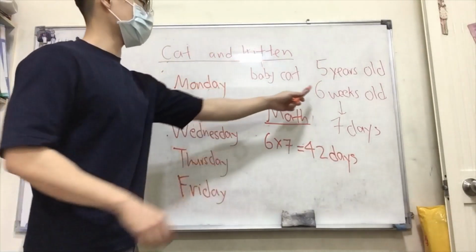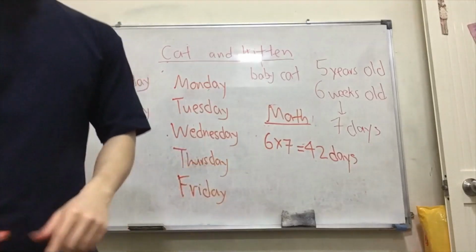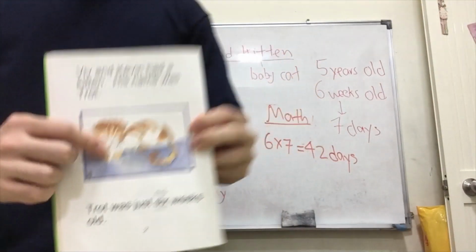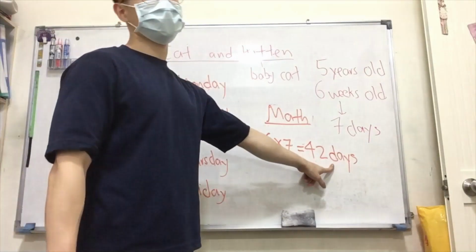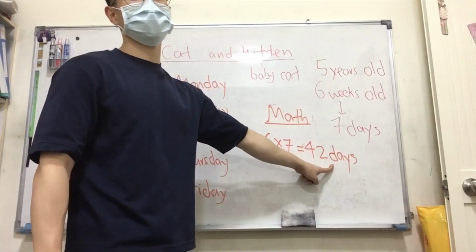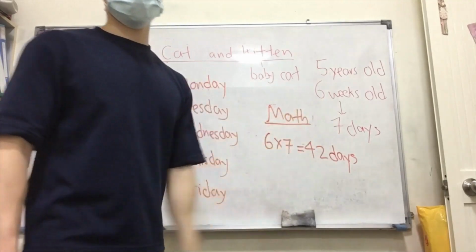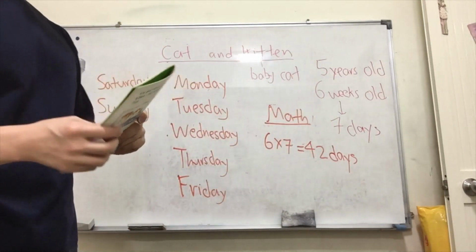Okay? So in 6 weeks, we have 42 days. So we know that the kitten is actually 42 days old, or 6 weeks old. Alright? Okay.